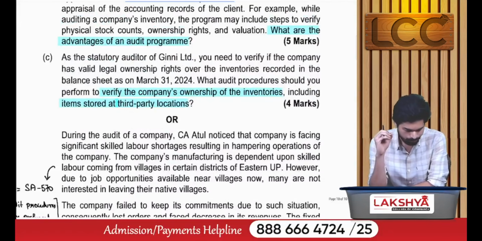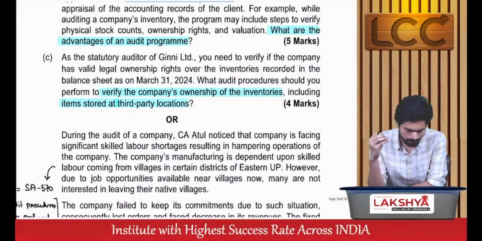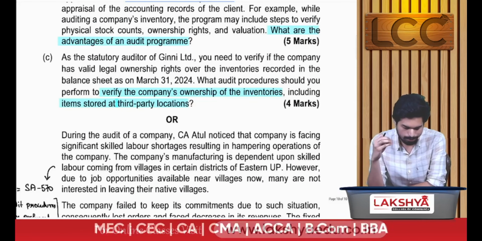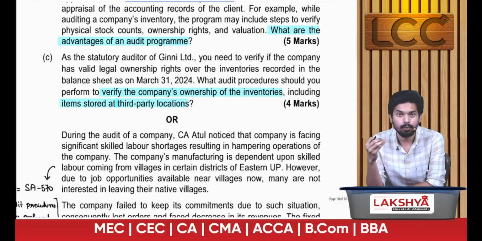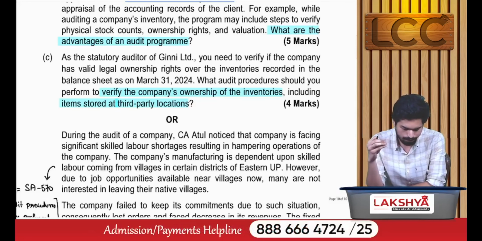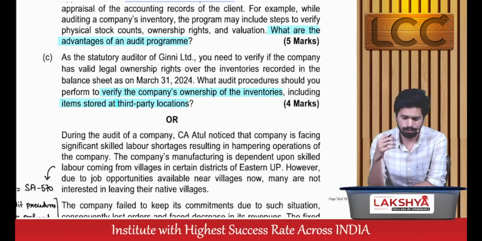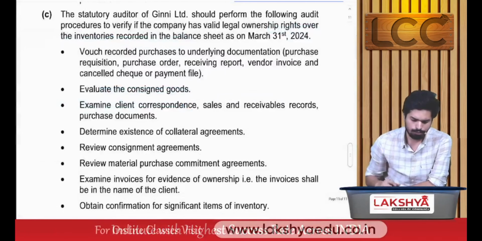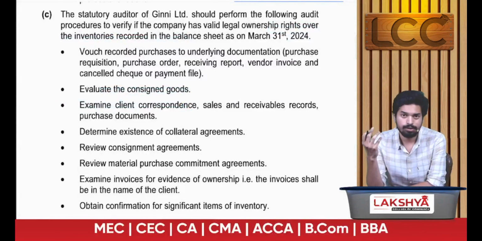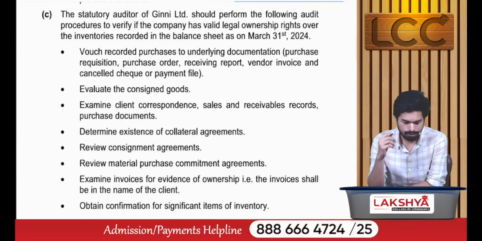Next, 6C. As the statutory auditor of Guinea Limited, you need to verify if the company has a valid legal ownership rights over the inventories recorded in the balance sheet as on March 31, 2024. What audit procedure should you perform to verify the company's ownership of the inventories, including items stored at third-party locations? Nothing but here you have to test the rights and obligations over the inventories. So what are the audit procedures you have to perform to verify the legal ownership rights over the inventories?